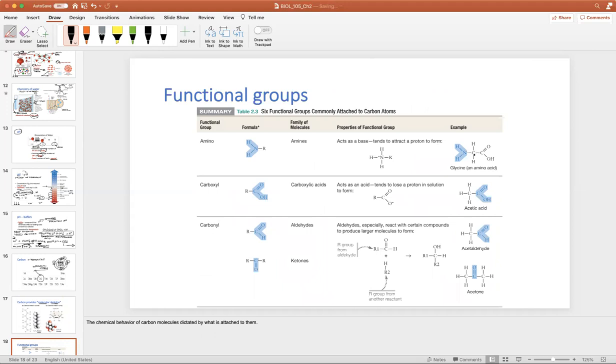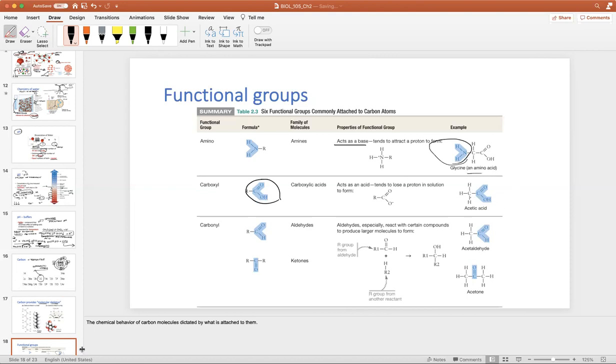So like here's a central carbon and we have what's called an amino group, this NH2 group. It acts as a base. So if we stick an amino group onto a carbon, now we have created an amino acid and it acts as a base. It tends to attract a proton. Here's another one. Here's a carboxyl group. If we stick that onto a carbon skeleton right here, it's going to act as an acid, okay?